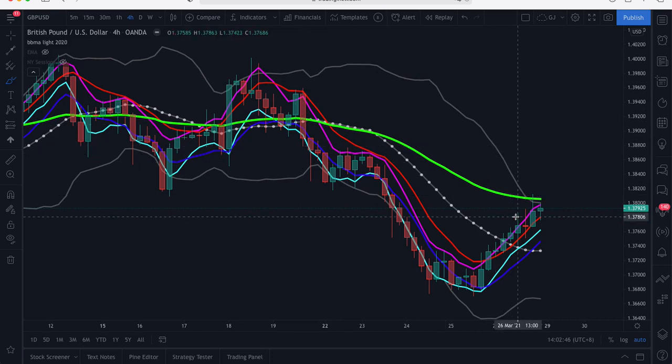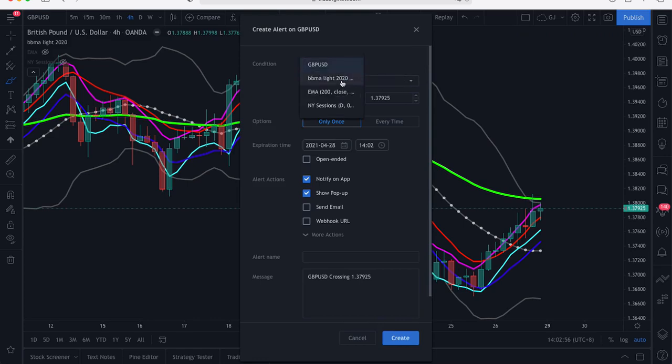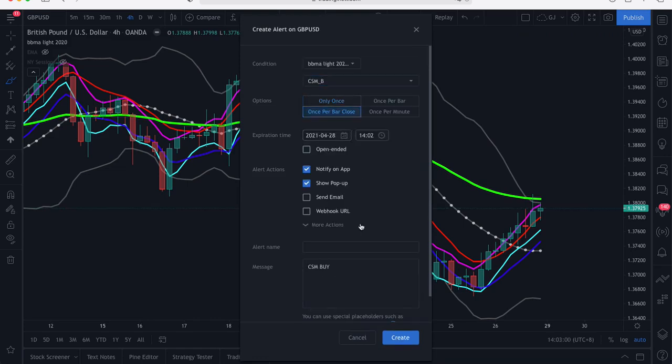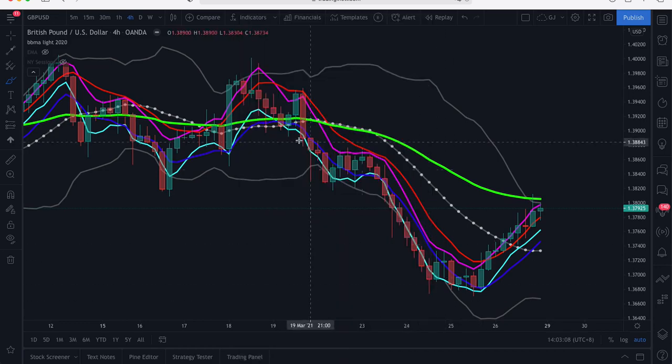H4 is still tricky because, as you can see here, EMA 50 is still above the current price and price has not made a CSM. So be patient, do not enter yet. Rather, we want to wait for a CSM buy to happen at H4 and make sure the price goes above the EMA 50.